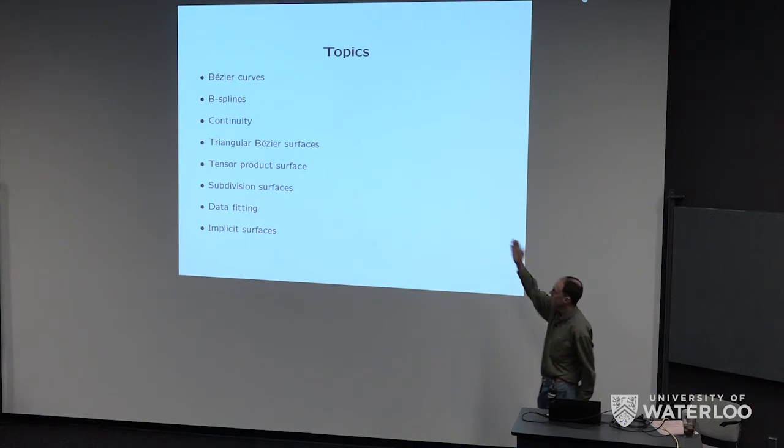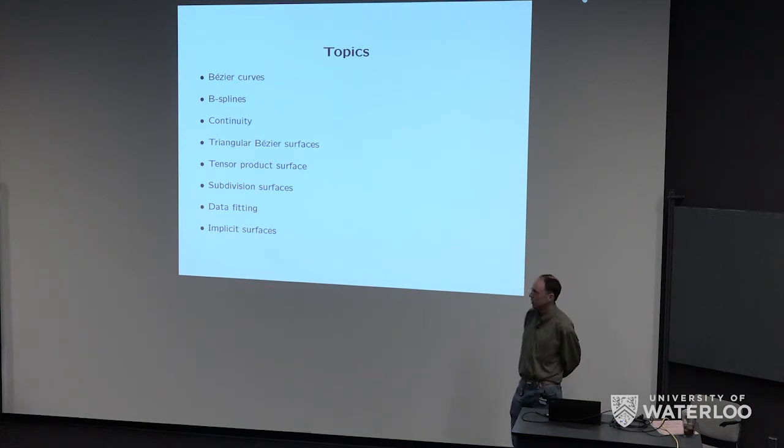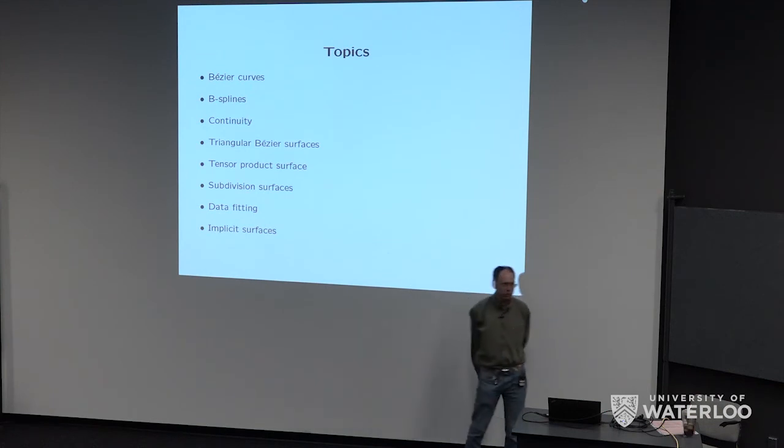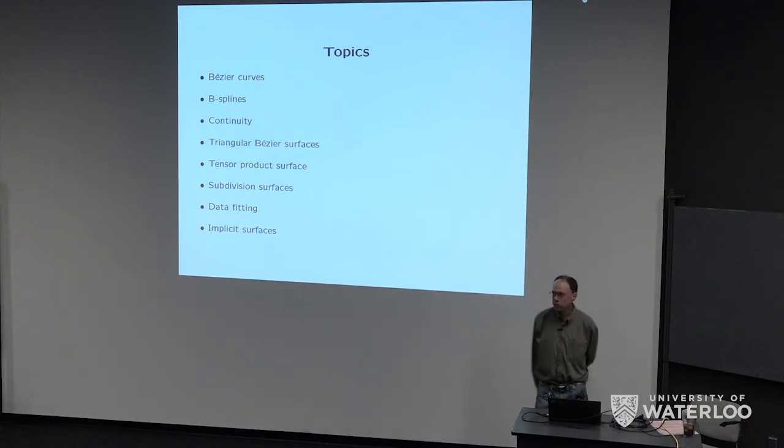So we talk a lot about Bezier curves and B-splines and continuities, how you connect these things up smoothly. Then we extend these ideas to surfaces. And then subdivision surfaces are often what are commonly used for characters in computer animations. We talk some about data fitting and implicit surfaces.